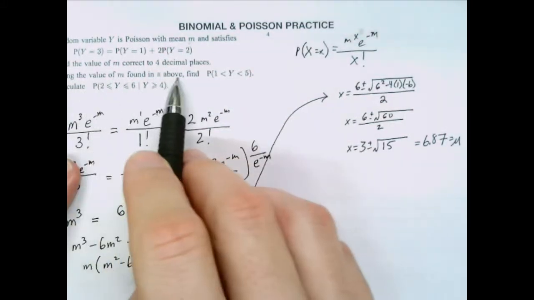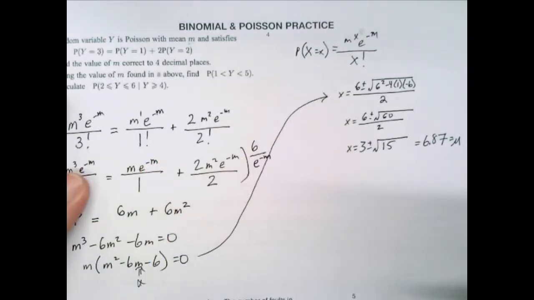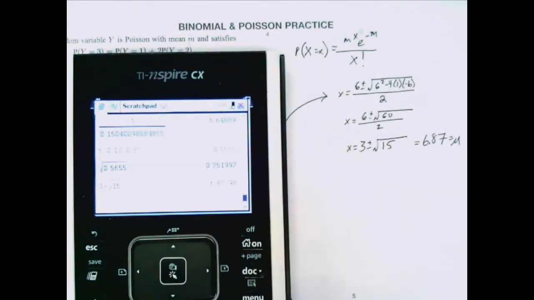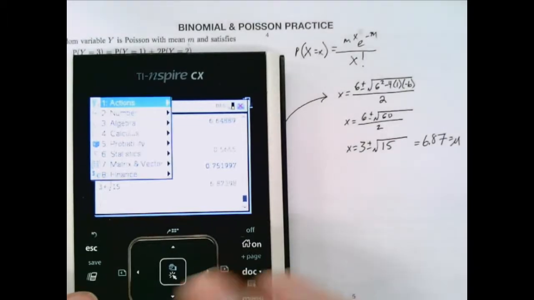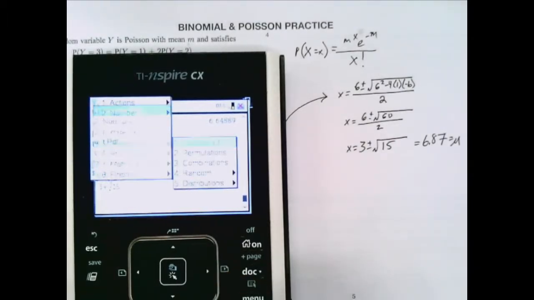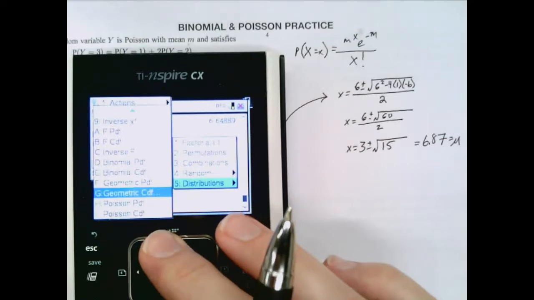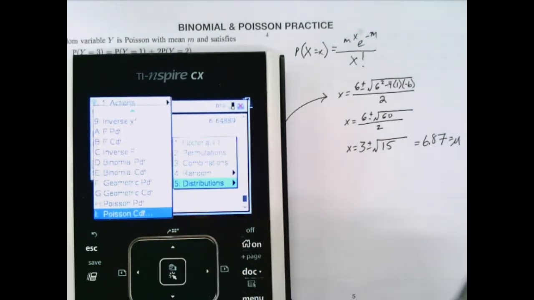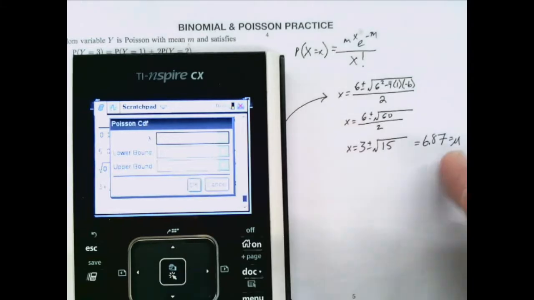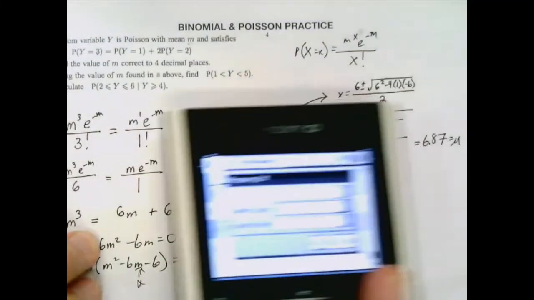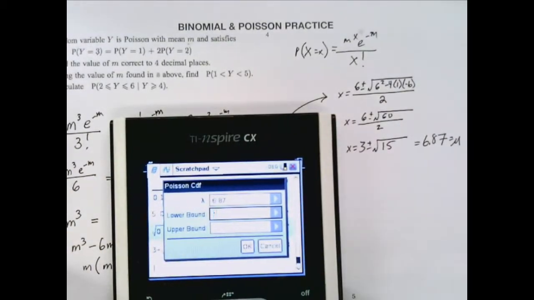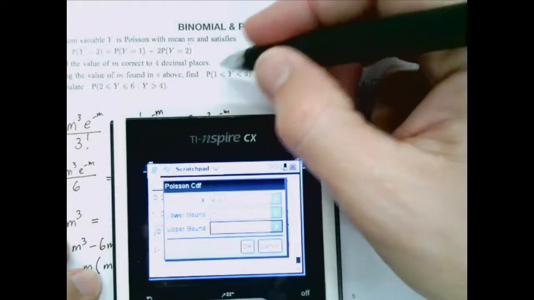Using the value of m found in A above, find the probability that y is between 1 and 5. So of course for this, I'm going to pull out my calculator. We're going to go menu, probability, distributions, and go up to Poisson Cdf. That's my mu, so 6.87. I want a lower bound of 1 and an upper bound of 5.